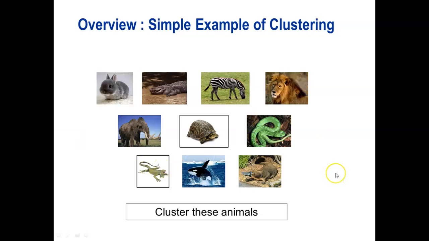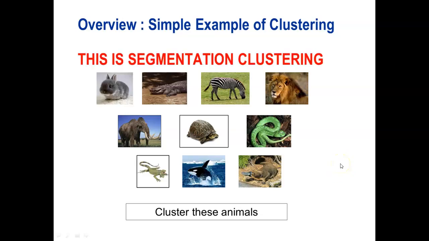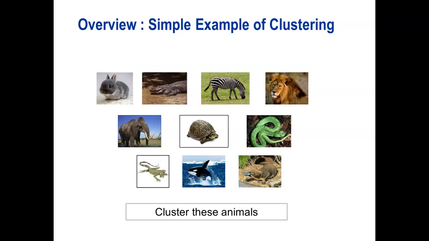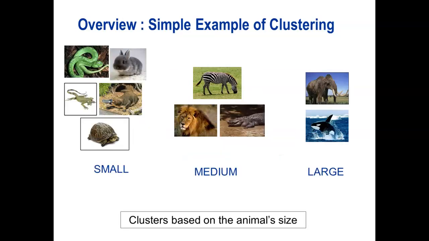So here we have a bunch of animals. Now we're going to cluster these animals based upon some observable feature. This is going to be segmentation clustering because it's something we can observe. We can break these animals down in lots of different ways. For example, we might break them down by size. We could say some of these animals are very little, some are medium, and some are very large.